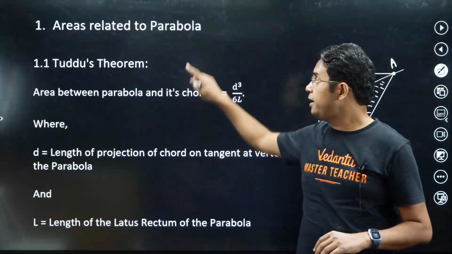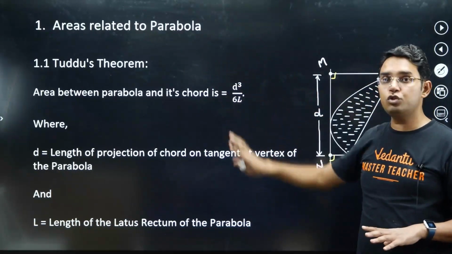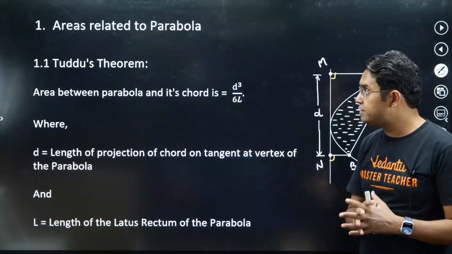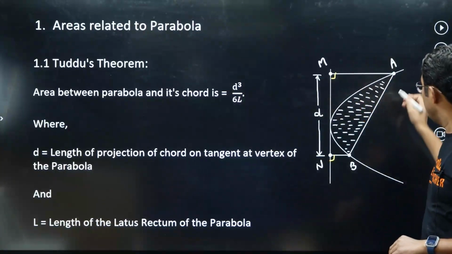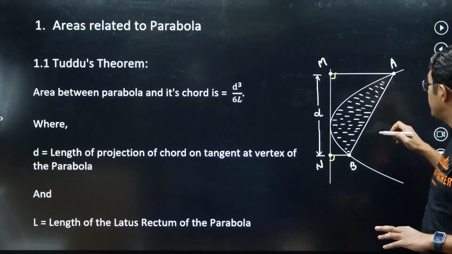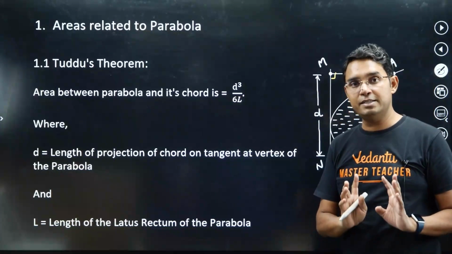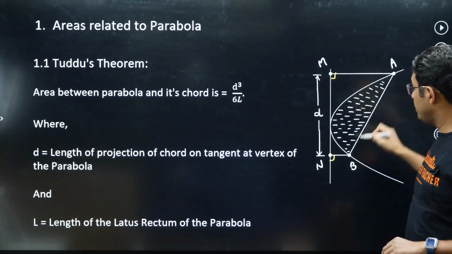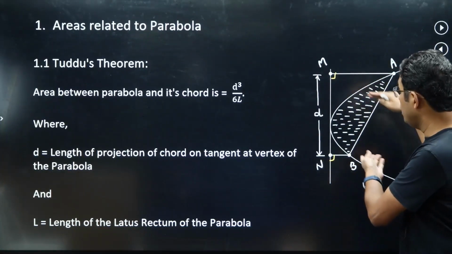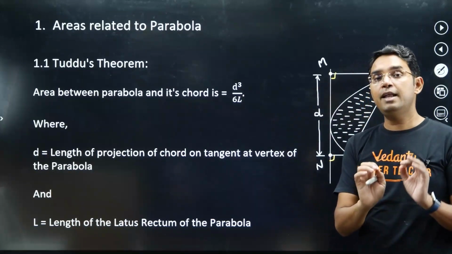My first area here is related to the parabola. Here, there's a famous theorem called Tudu's theorem, although it is not part of most of the textbooks and other curriculums. But this is one very important thing. Please see, if you are given a parabola that is cut by a chord AB or secant, the area between these two is given by d cube upon 6L. What is d? If you draw perpendiculars from A and B to the tangent at vertex, that is the projection of this chord over this tangent at vertex. This length is d, and L is the length of the latus rectum.